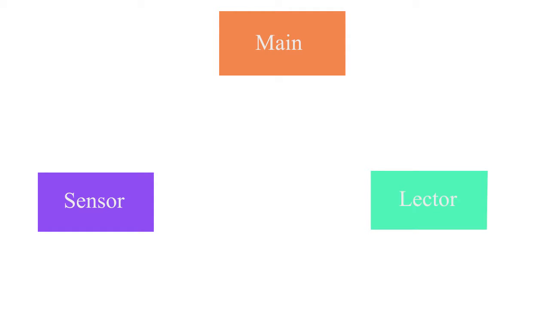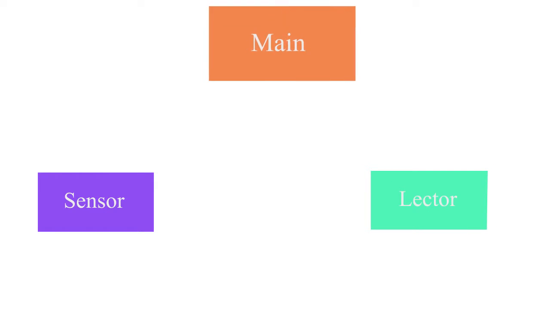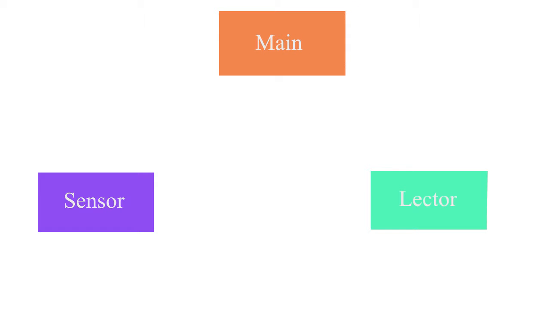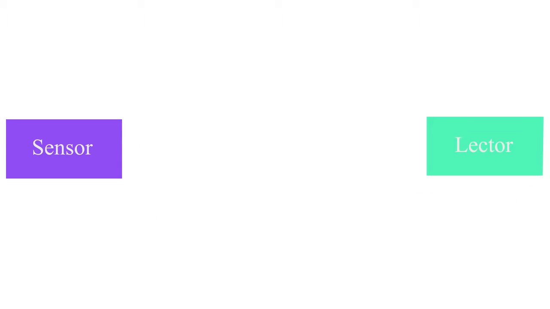My solution consists of three components: the sensor program, which outputs the data of the sensors; the lecture program, which reads the data and calculates the real distance; and the main program, which controls both previously mentioned programs. Let's talk about the sensor program and the lecture program first.